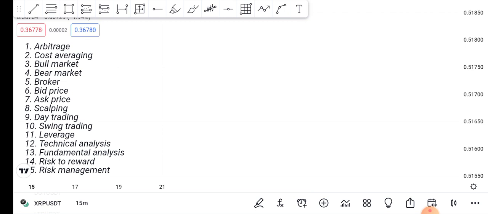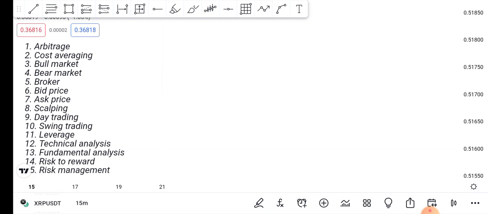Okay, number two, we go to cost averaging. Cost averaging is just like averaging the total price at which you bought a good. Let's say I want to buy an asset. I want to spend $140 on an asset. Me wanting to spend $140 on that asset, I decide to buy the asset bit by bit. I don't want to buy it at once, so I just want to buy it little by little.